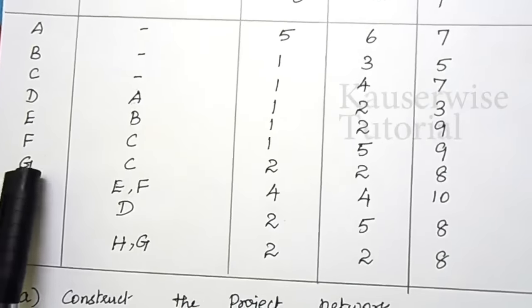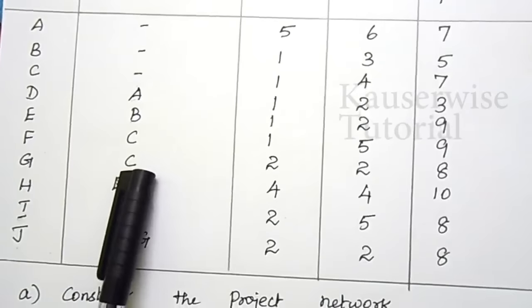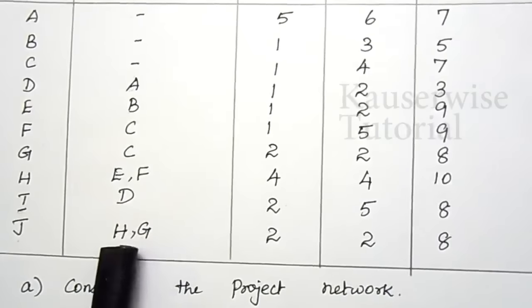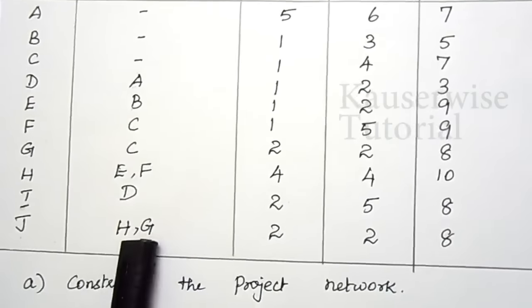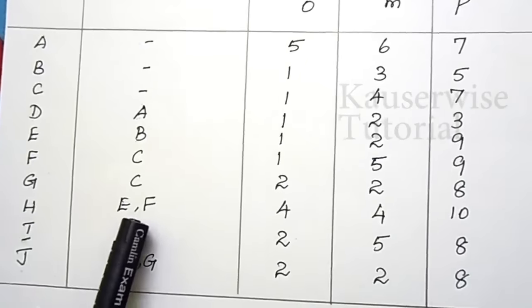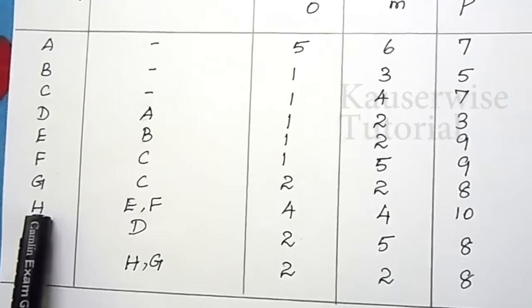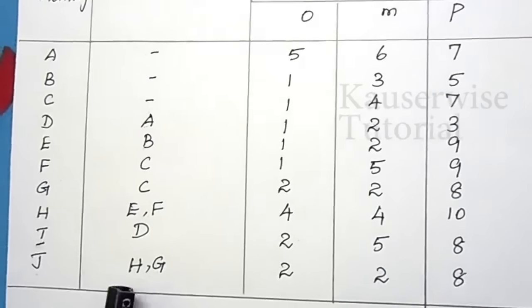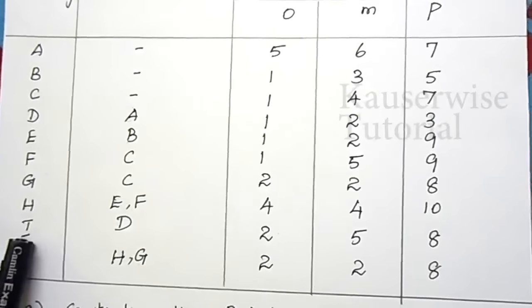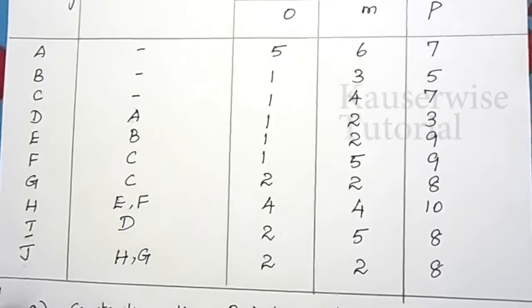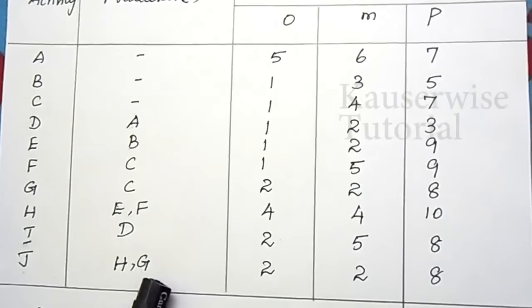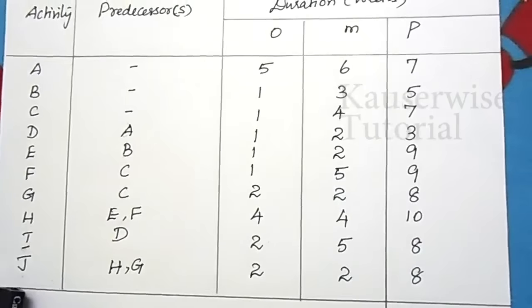Next activity is G. G starts where activity C ended. At the same time, G is a predecessor for activity J. Here G and H together are completed in one particular node. The next activity is H. Activity H starts where E and F ended. H is the predecessor for activity J, but here H and G together end in the same node. The next activity is I. I starts where activity D ended. The last one is J. J is the activity which starts where H and G ended. So this is the relationship between the different activities and predecessors.